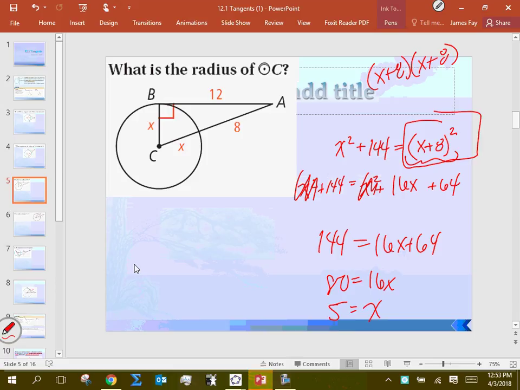Say again? That's the circumference. So that might be a question to ask. What's the circumference? Area is pi r squared. So the area of that circle would be 25 pi.